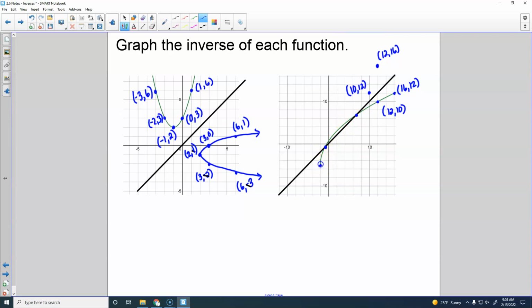I'm going to kind of guess at this one right here. That looks like it is probably -2, 5. Which means I would have 5, -2 right here.